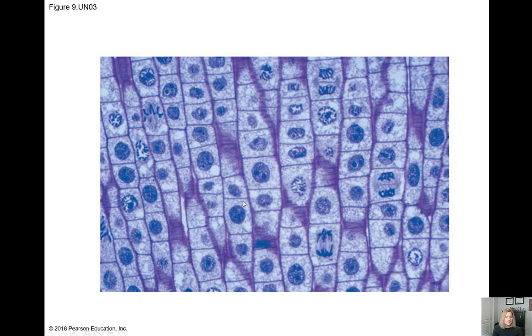Let's see. How about, are there any in middle metaphase that you can see? I can't see any. Well, this one's probably in metaphase, but it's so small you can't really see it. So I don't see any in middle metaphase, but we got the other ones, so we're good.